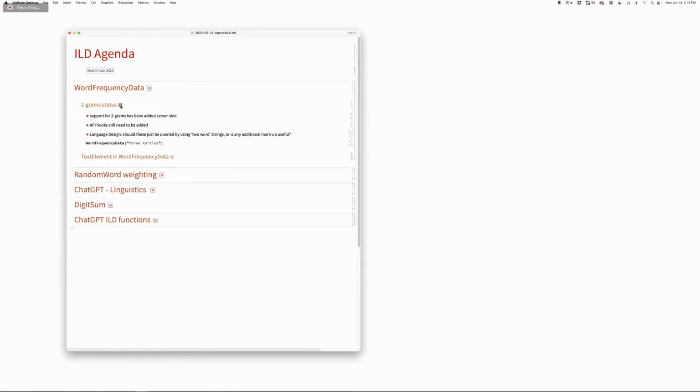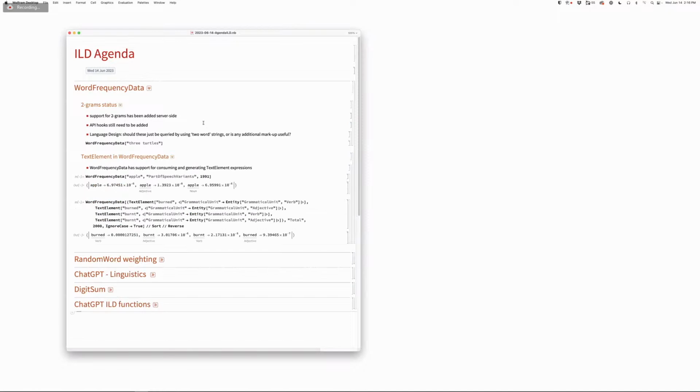Okay, word frequency data. We have Alan and Francisco and their team here. We'd started talking about a few things related to word frequency data last time, and so we wanted to have a checkpoint on a couple of things. The first being that 2 grams are at least partially ready to roll out. I don't know, Francisco or Carlos, if you have any additional information. I know you said server side it's there, but we still need to kind of hook it up.